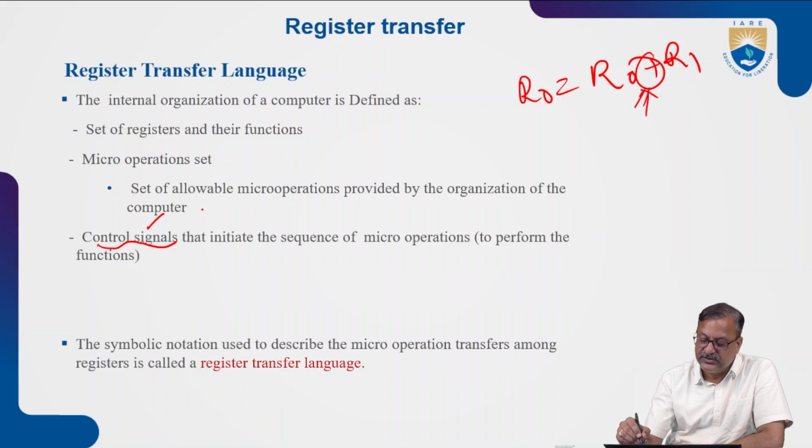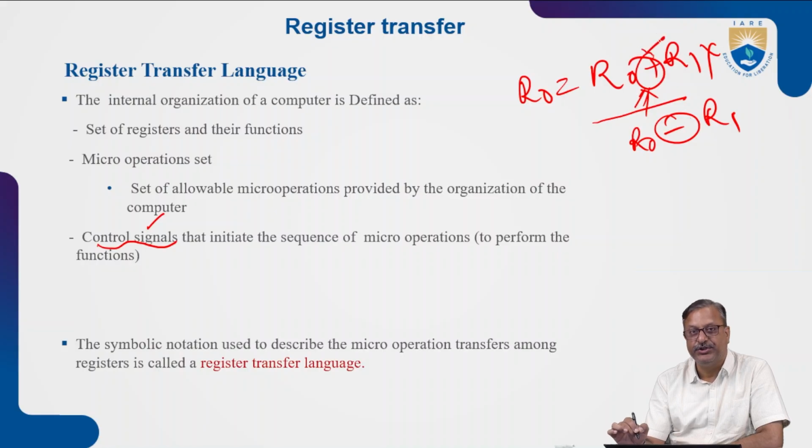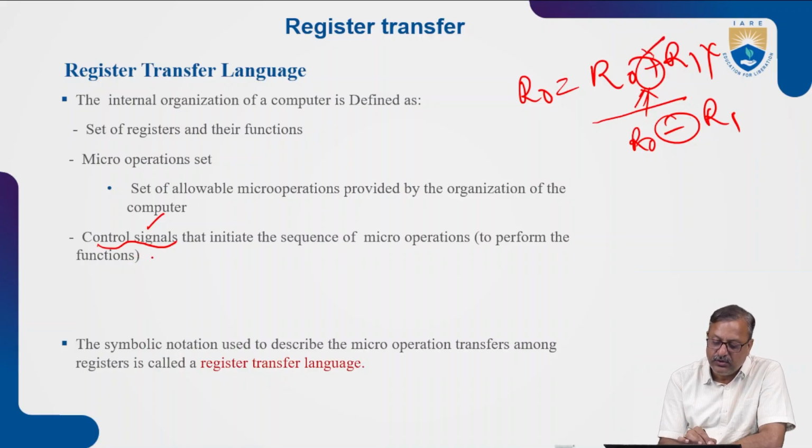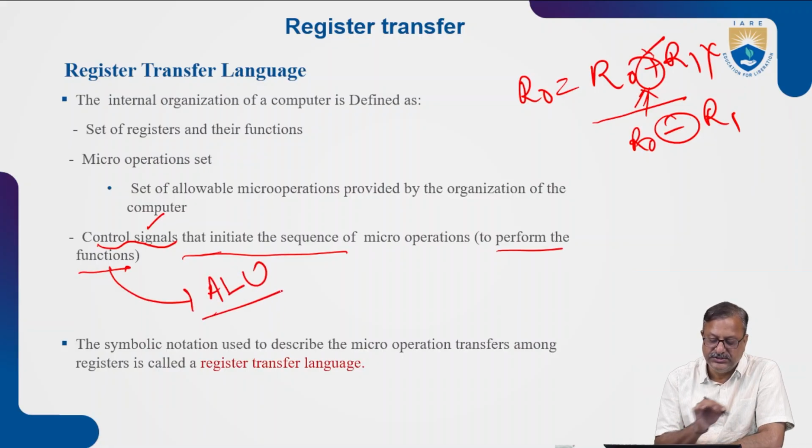Now the control signal has to define this particular operation. Instead of that, if a minus symbol is generated in the micro operation, then it indicates subtraction, and the result will be wrong. What is the operation? It is an addition operation. So these control signals initiate a sequence of micro operations to be performed, where the operation is performed in the arithmetic logic unit. That's what is defined here.